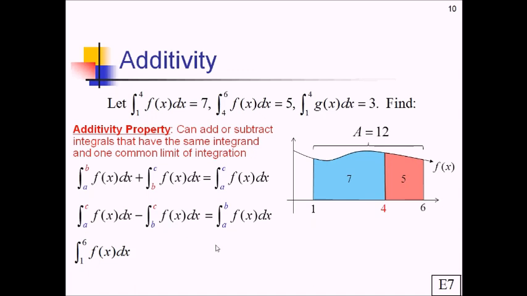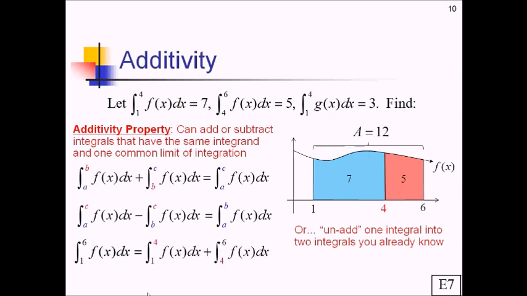Now, in this case, we're just given a single integral, not two integrals. But yet another application of this additivity property, it's got a lot of things we can use it for, is you can unadd an integral into two integrals that we already know the area of. For example, this integral, we don't know the area from 1 to 6, but we know the area from 1 to 4 and the area from 4 to 6. Since these two different integrals have the same limit of integration, they both have this 4, we can split this integral up into these two integrals, like so.